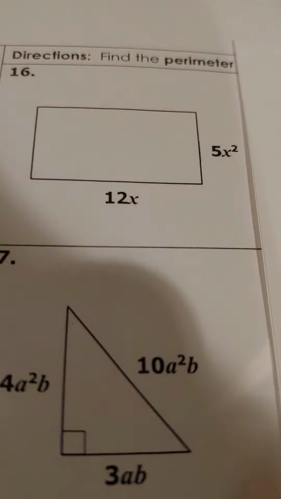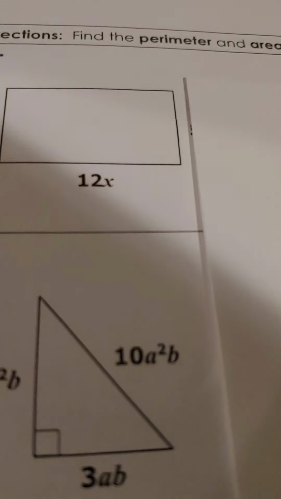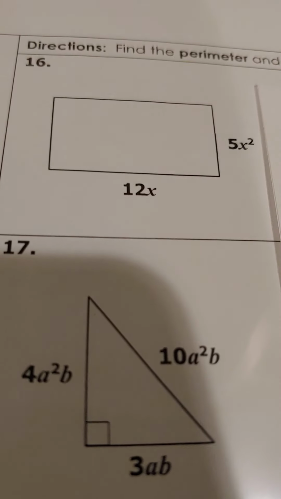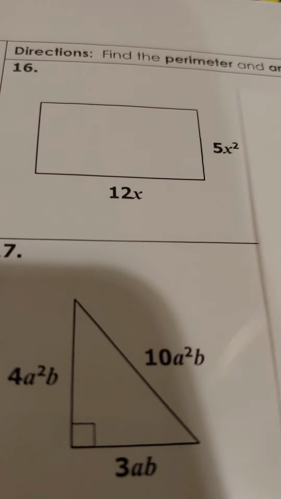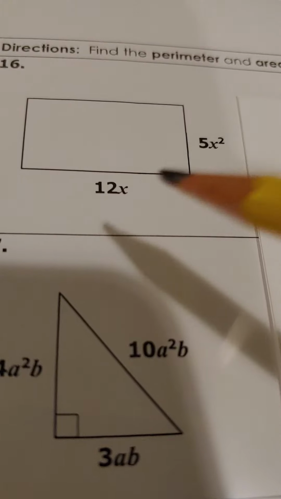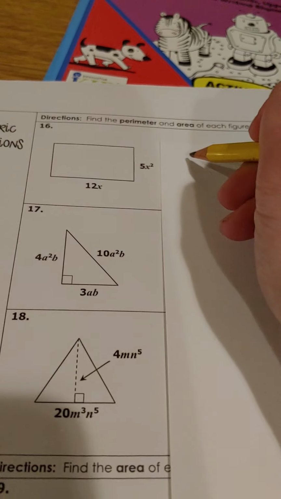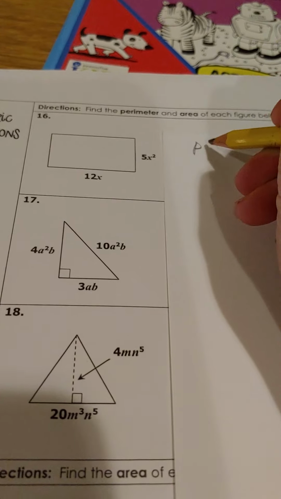Okay, so you see a rectangle, right? And then they give you the sides. One side is 12x, the other one is 5x squared. You have to figure out the perimeter. Okay, first you have to figure out your perimeter.